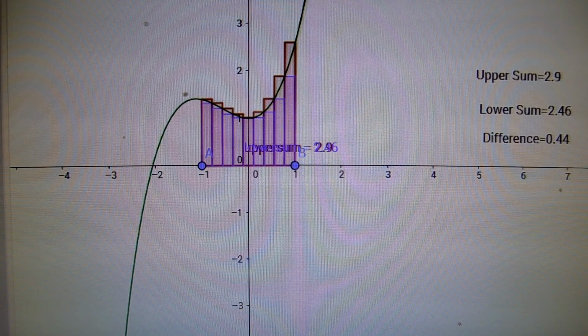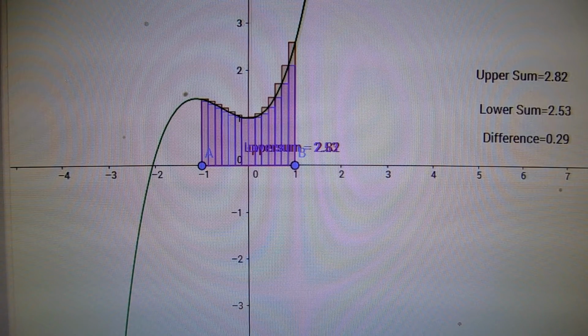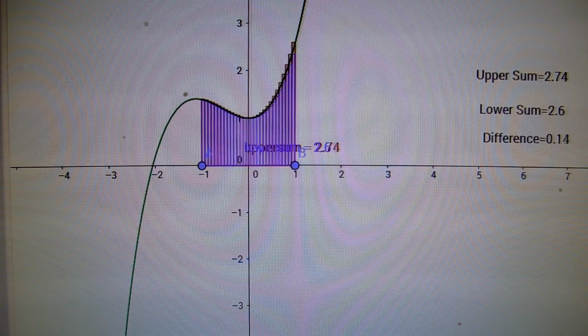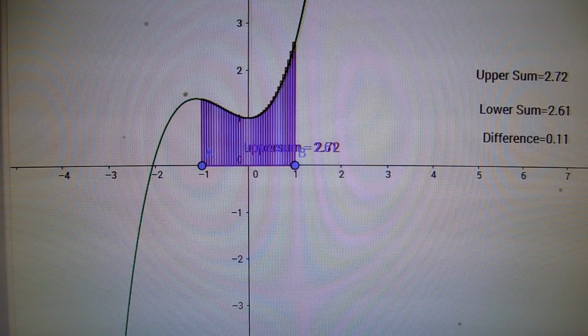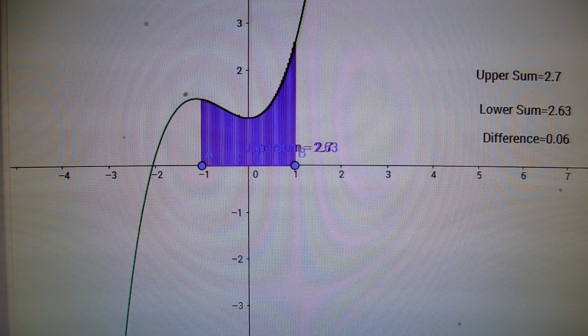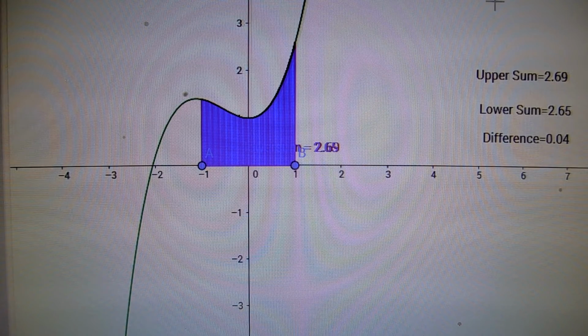So, notice how when I increase the number of rectangles, the distance goes down, meaning that we're becoming more and more accurate in the area that we're supposed to be measuring. Down to the point, 0.04.